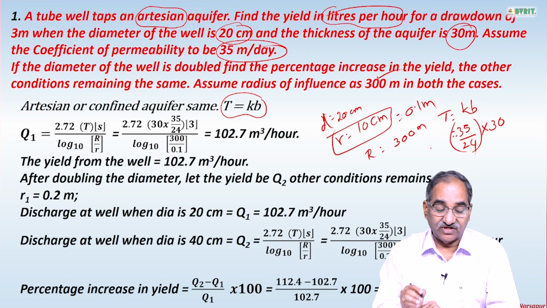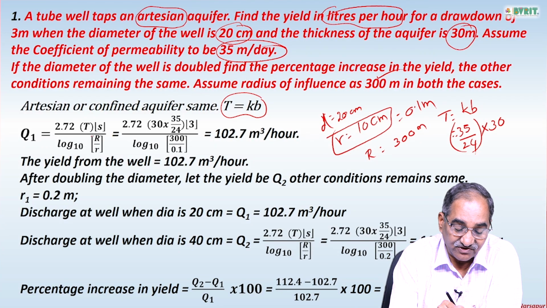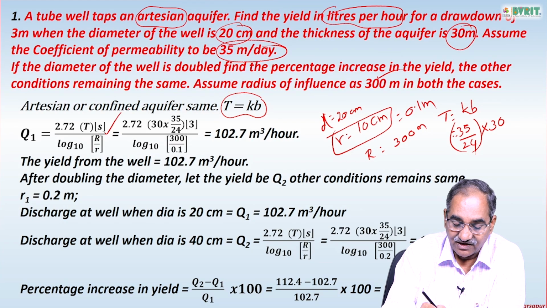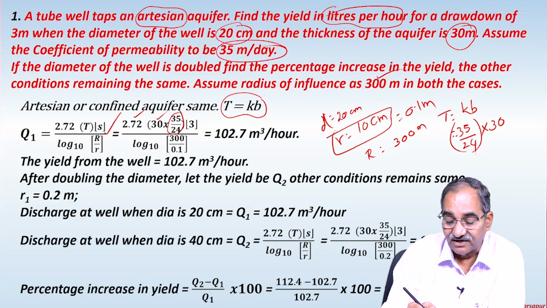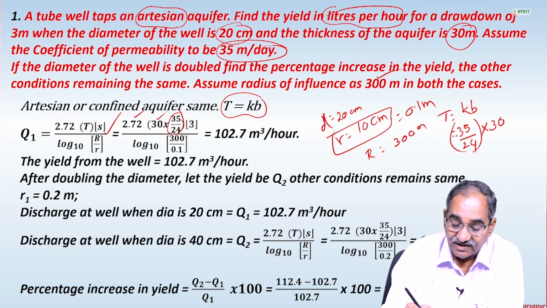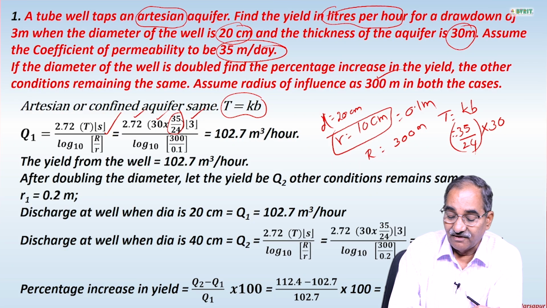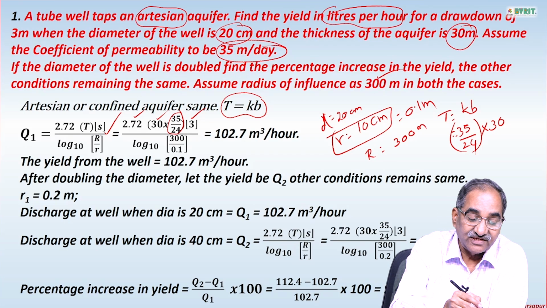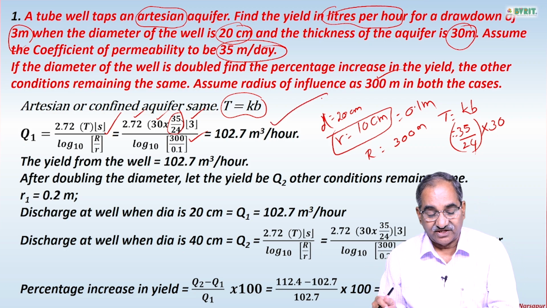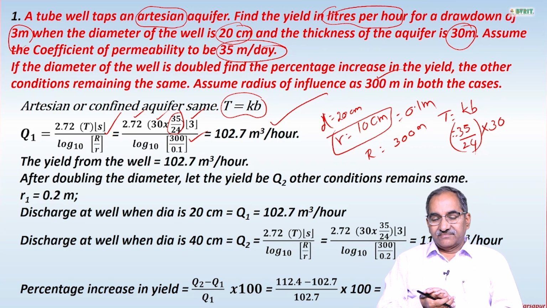So now substitute in that. Q equals 2.72 into T into S divided by log R by r base 10. This is the fundamental thing. 2.72 as it is. 30 is the aquifer thickness. 35 by 24 is to convert meters per day to meters per hour. Into S, which is 3 meters, he has given. So I have put log base 10 of 300 by 0.1. So this is the answer. So the first answer is over.